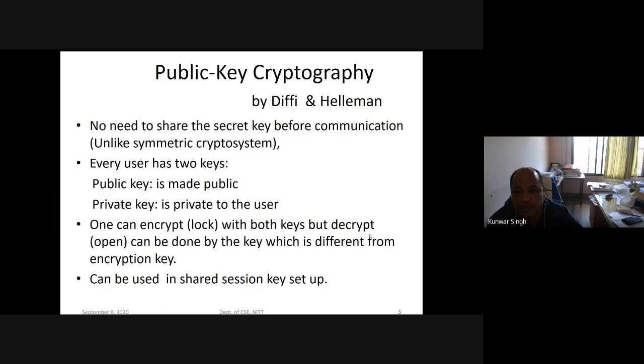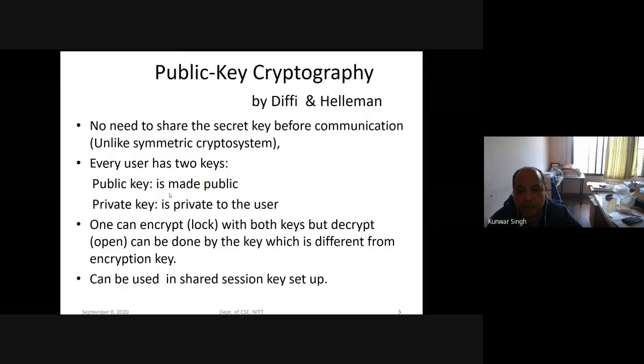What is their idea? Their idea was every party will have two keys. One key is the public key, that he has to make public, and another key will be private. The private key I have to keep with me, I should not make it public. That will be secret to me. The public key, I have to make public.